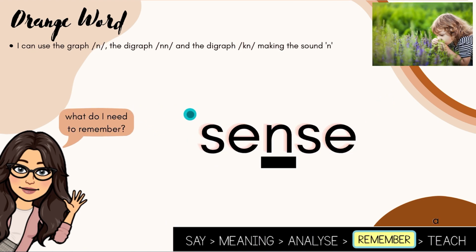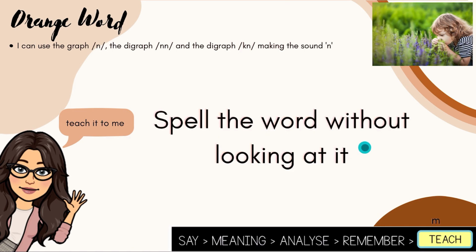All right, what part of this word do you need to remember? I have underlined the singular graph N, which is making the N sound, because that is part of our focus for this week. However, you may also like to remember that the SE digraph is making that S sound. All right, have a turn at spelling the word sense without looking at it.